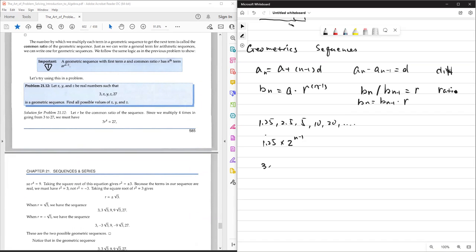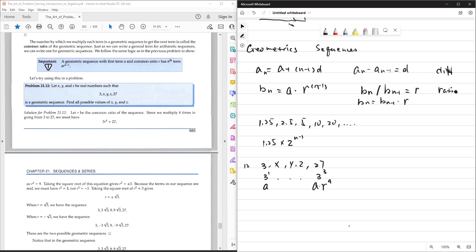We have 3, x, 12, y, z, and 27. Okay, so we know this is 3 to the first power. Don't know this, don't know this, don't know this. This is 3 to the fifth power. Or if this is A_1, this should be A multiplied by R to the n minus 1. Okay. Actually, this is not this. This is 3 to the third power. Okay.